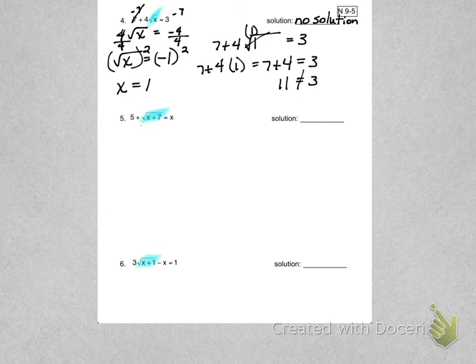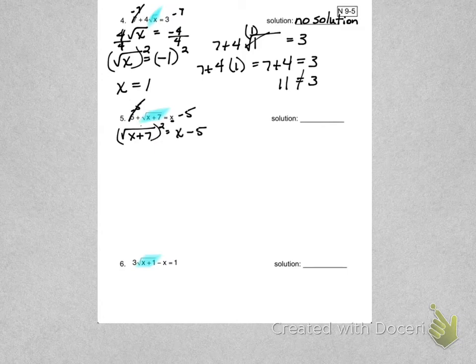All right, let's isolate this radical. We're going to do that by subtracting 5. Now this one's a little strange because if you notice right there, we have a variable on both sides of this equation. And that makes this problem a little bit more difficult. But let's see what that does for us. 5 minus 5 is 0 on the left. So we're left with the square root of x plus 7. And that equals x minus 5.